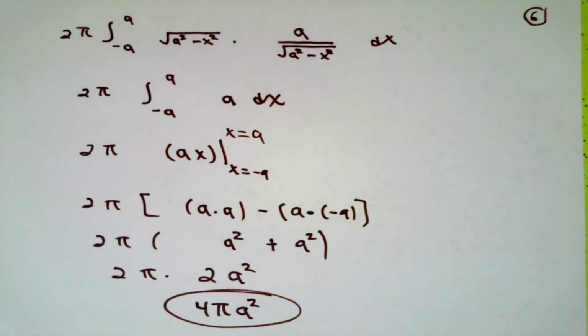I'll have to look at a times a minus a multiplied by negative a. I'll have a squared minus the negative of a squared. A squared plus a squared is 2a squared. Multiply that by 2 pi, and you get the formula for the surface area of a sphere of radius a as 4 pi a squared, which, if you look it up in geometry books, is the correct answer.